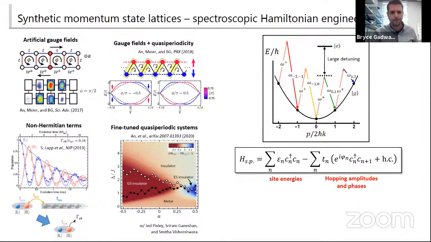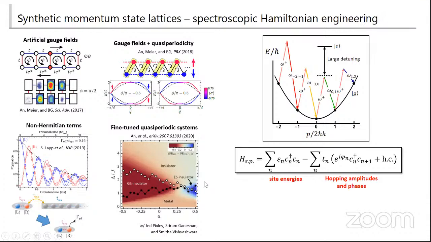And so this is actually a model proposed by Jed Pixley and Shriram Ganeshan when they were first working with Das Sarma. And so we were able to collaborate with them and then realize it over the past year and also see some nice mean field shifts of the transition points. So this is, yeah, Bill.